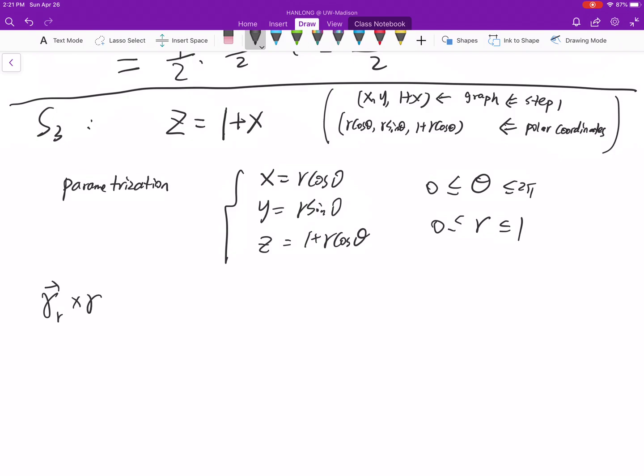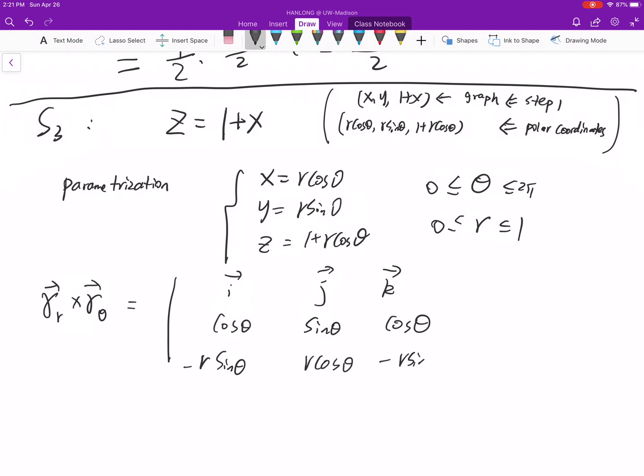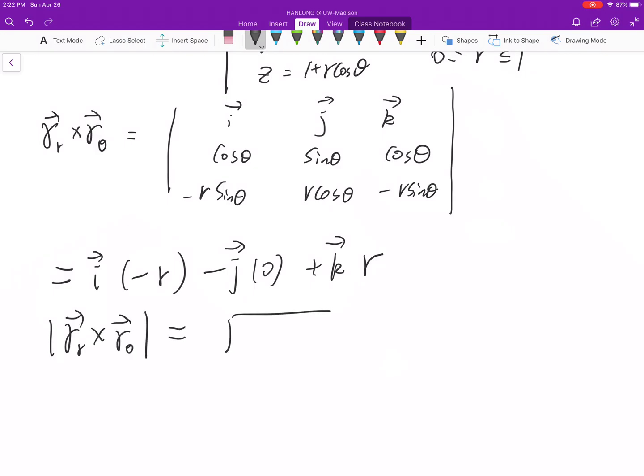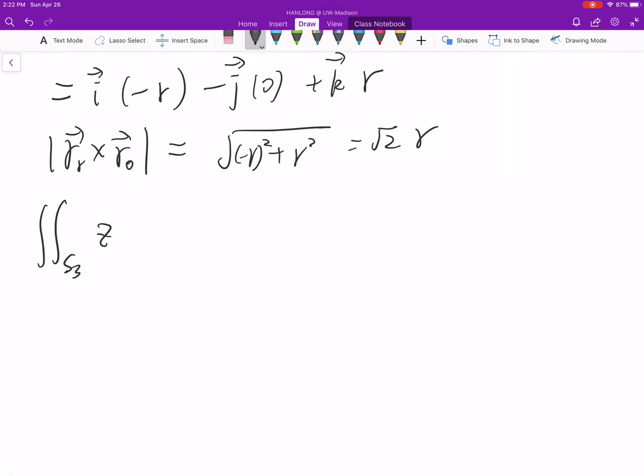Now let's compute the cross product. So you take the r derivative, you have cosine, sine, cosine. You take the theta derivative, you have negative r sine, r cosine, negative r sine. Okay, then for i, you have negative r sine squared minus r cosine squared, negative r, and then minus j. Then for j, you just have 0. And then for k, you have r cosine squared plus r sine squared, which is r. So the norm of this cross product is the square root of r squared plus r squared plus r squared, which is square root 2 r.